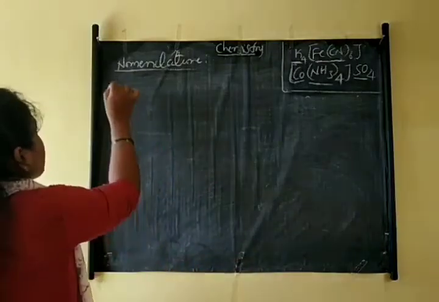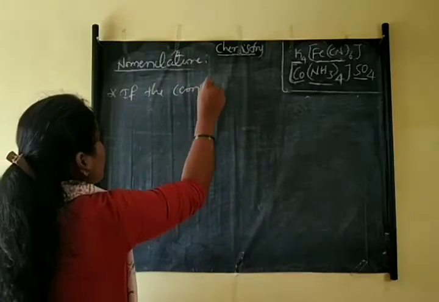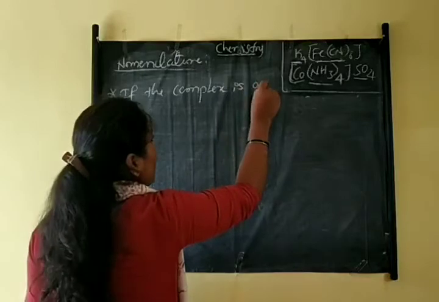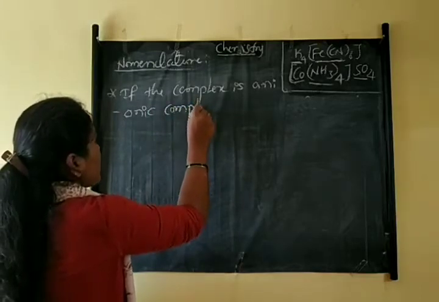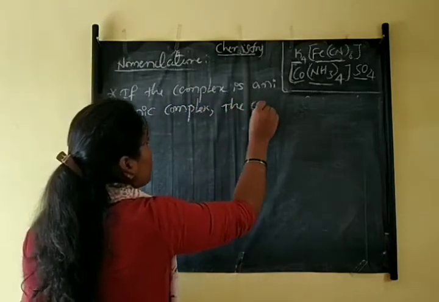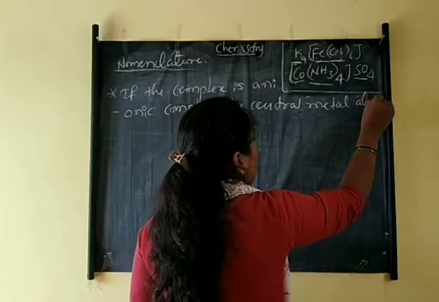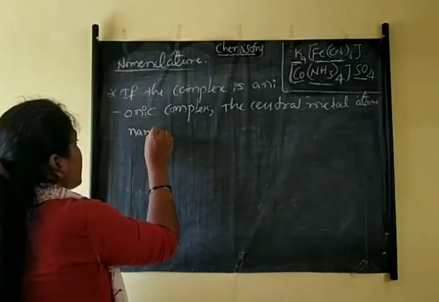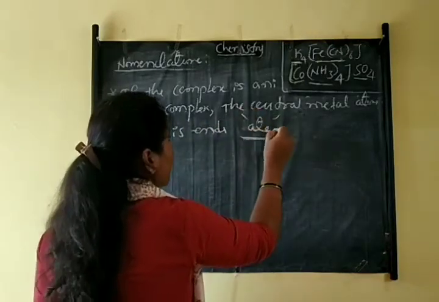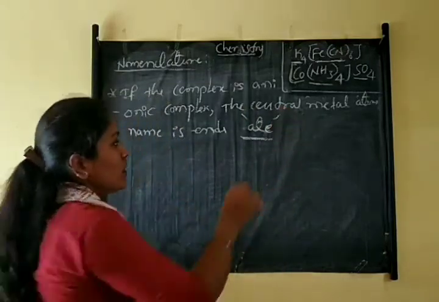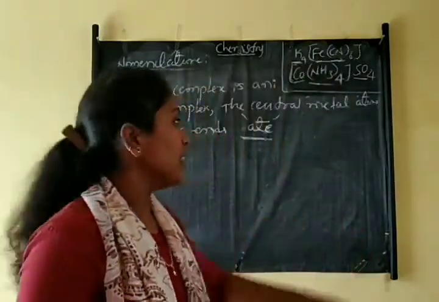That is, if the complex is an anionic complex, the central metal atom name ends with ATE. Okay, so here the complex is an anionic complex, so the central metal atom name ends with ATE.